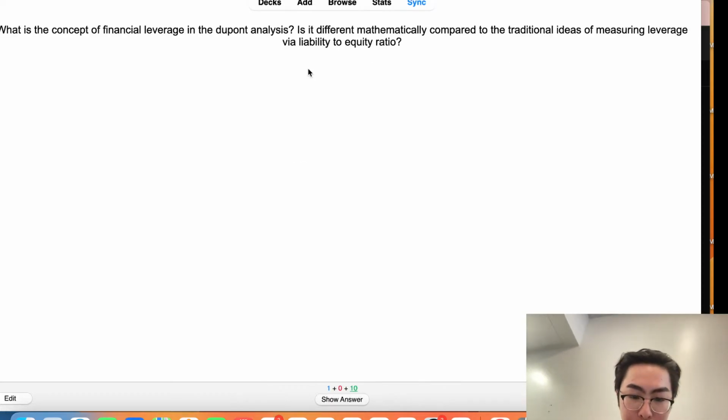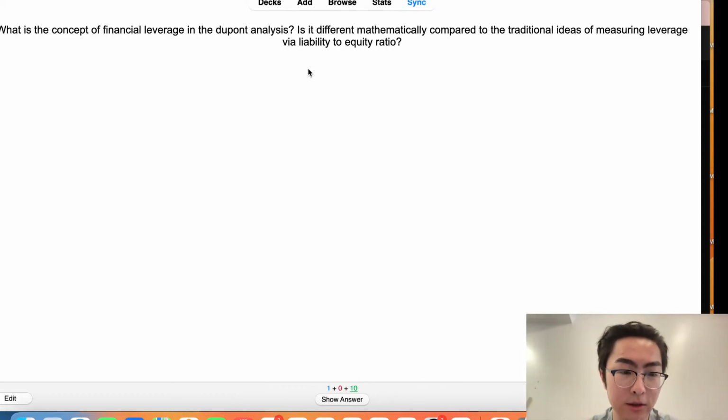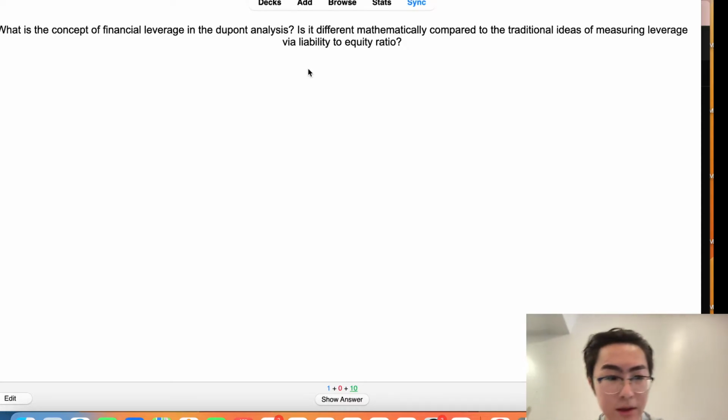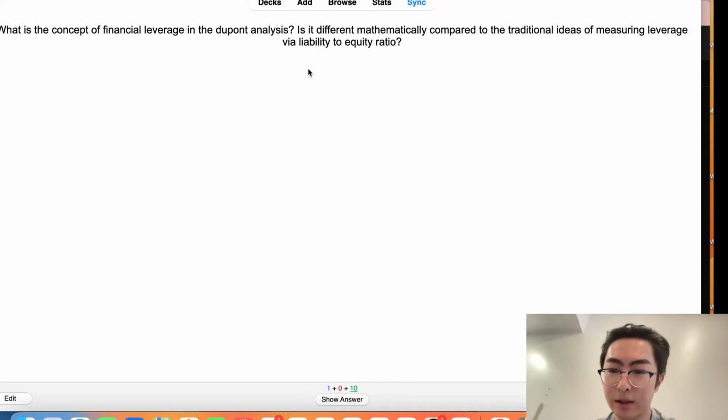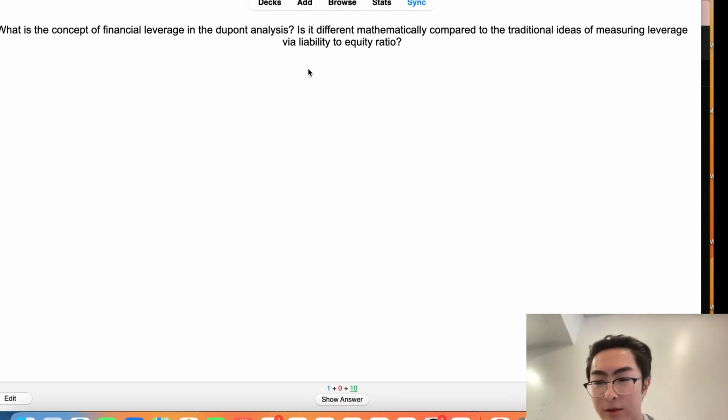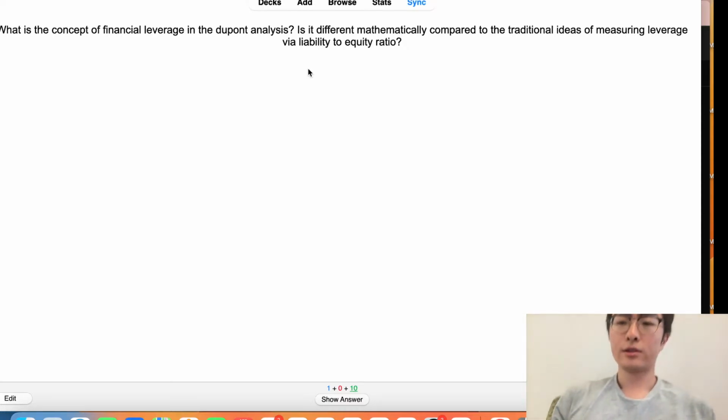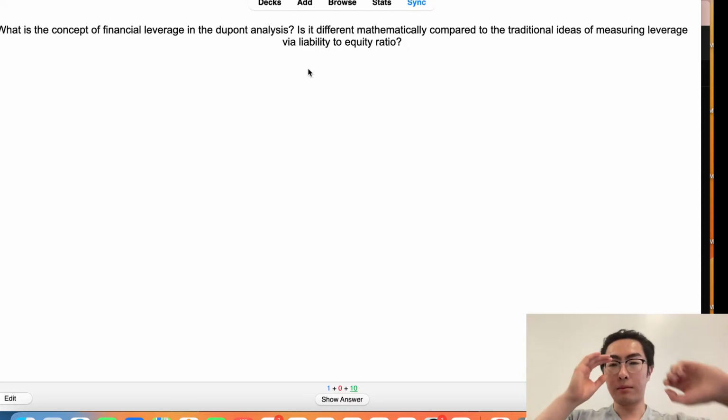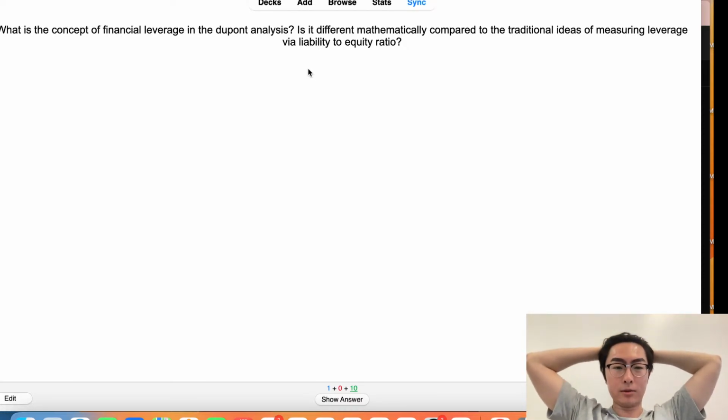Okay. What is the concept of financial leverage in the DuPont analysis? Is it different mathematically compared to the traditional ideas of measuring leverage via liability to equity ratio? So the financial leverage in the DuPont analysis is a bit different from traditional ideas of measuring leverage, usually with a debt to equity ratio, because what we're doing is we're measuring leverage as the average total assets divided by the average common equity. So there might be a bit of a disconnect there, but it is somewhat similarly related.